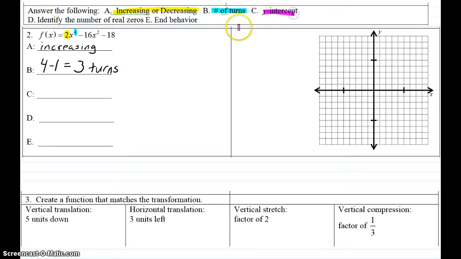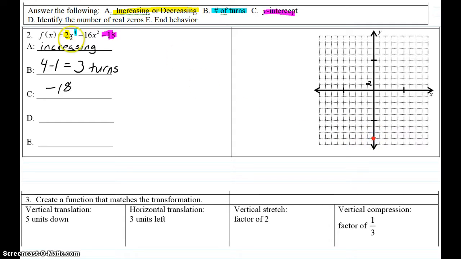Let's look at the y-intercept. The y-intercept, the constant at the end, that negative 18. So we have negative 18. And so now over here for our graph, I can't put negative 18 on this unless I count by a different number, so I'm actually going to count by 2's. So then down here will be negative 18.